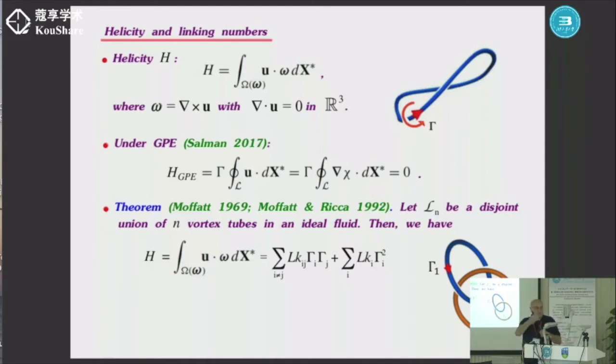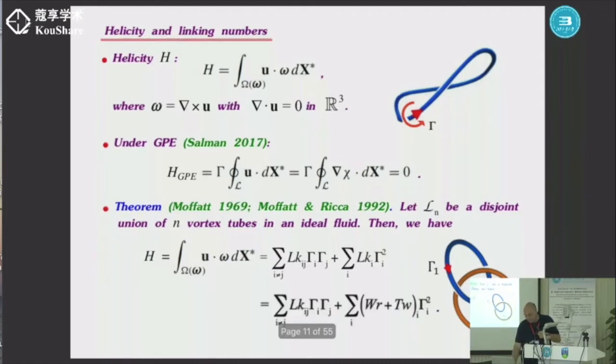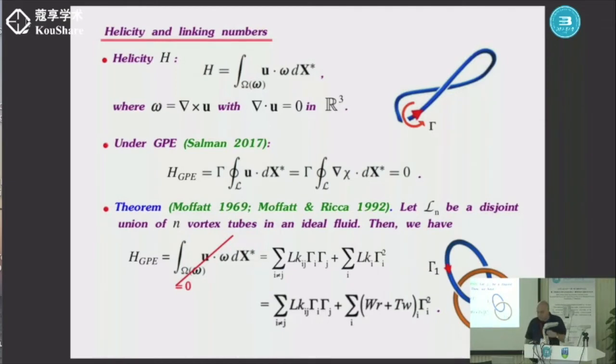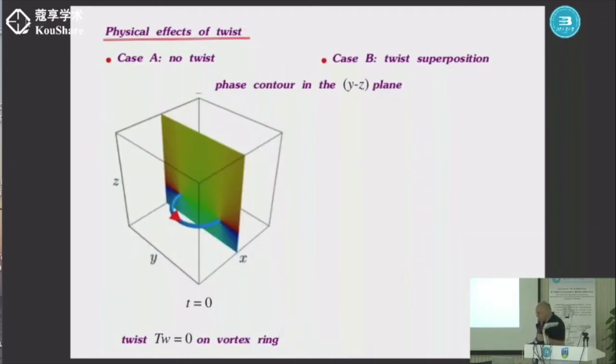On the other hand, we heard, for example from this morning's talk, that helicity is conserved from the fluid mechanical viewpoint. If we make the self-linkage explicit, we can rewrite this expression in terms of writhe and twist, another thing that we've been through during the school. But under GPE, this quantity is 0, so what is important to remember is that the sum of the linkages gives you 0 in the GPE case.